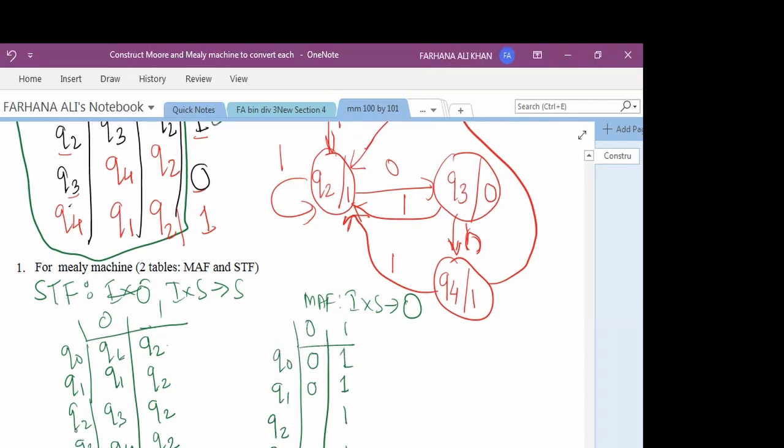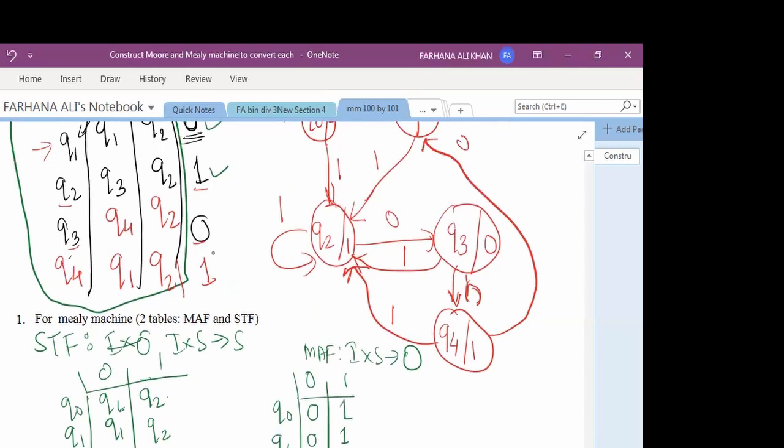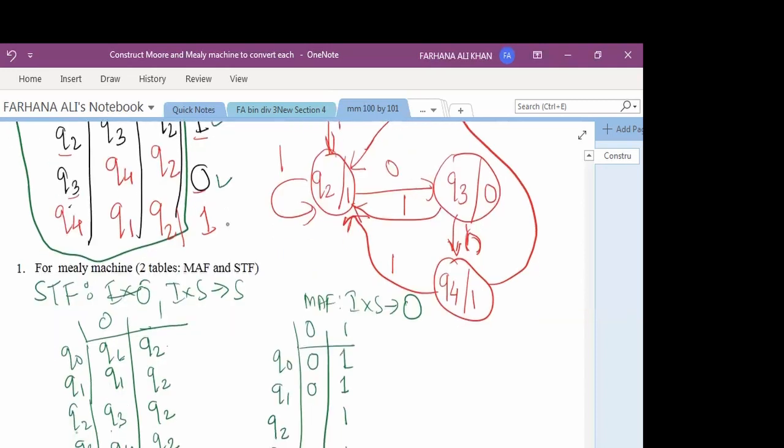Now what is remaining? Q2 on 0 is going to Q3. The output associated with Q3 is 0, so we have to write that here. Wherever we are having Q3, we have to write 0. So here only once we are having Q3. Now Q3 on 0 is going to Q4. The output of Q4 is 1. So wherever we are having Q4, there we have to write 1. Now Q4 on 0 is going to Q1. The output of Q1 is 0, so we have to write that. So the table is now completed.